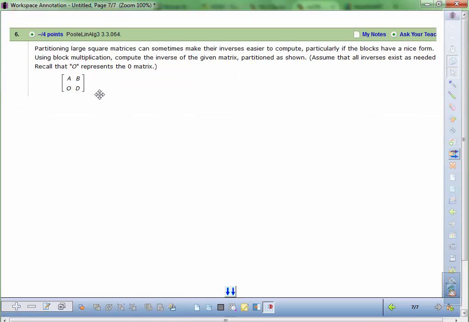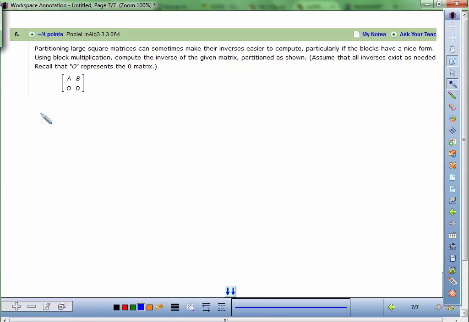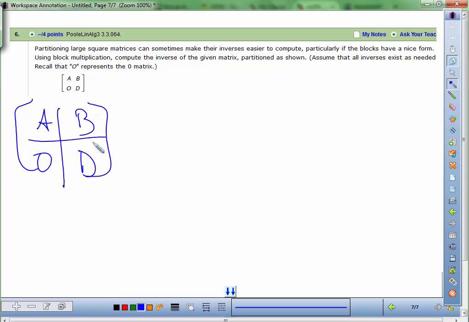All right. Partitioning a large square matrix can sometimes make inverses easier to compute, particularly if the blocks have a nice form. Using block multiplication, compute the inverse of the given matrix partitioned as shown. Assume that all inverses exist as needed, and recall that O is a zero matrix. So let me write this a little bit bigger: A, B, O, D. And this matrix is broken up into this.